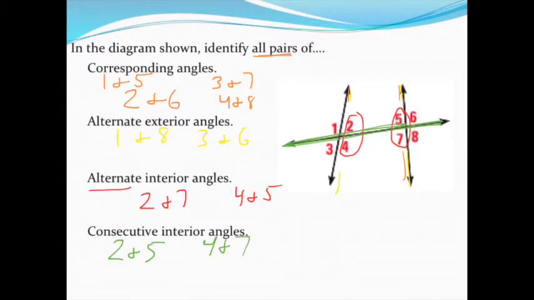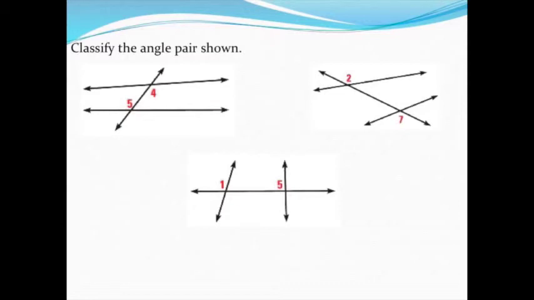Okay, and then last up, let's take a look at identifying the types of angle pairs shown. So we want to come up with one of those 4 names to describe these angles. We'll take a look at where your angles are located, what side of the transversal they're on, and we shouldn't have too much of a problem with this.